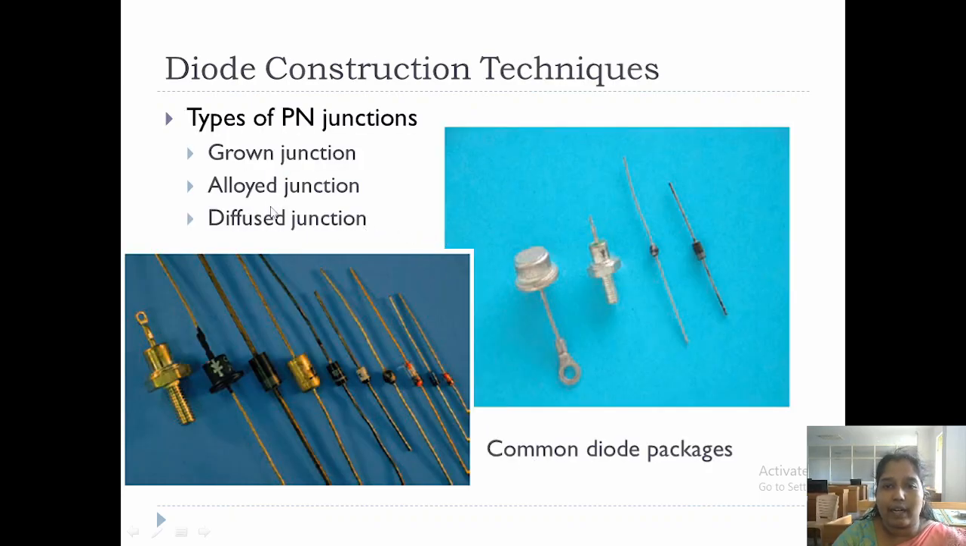Next, these are the construction techniques of the PN junction diode. This is the grown junction, alloyed junction, and diffused junction. These are the varieties of PN junction diode. This is a picture of diode packages, as I told in the objective. This is one diode package of a PN junction diode.